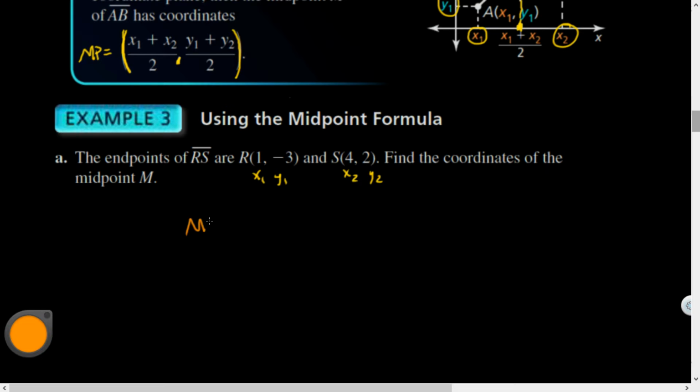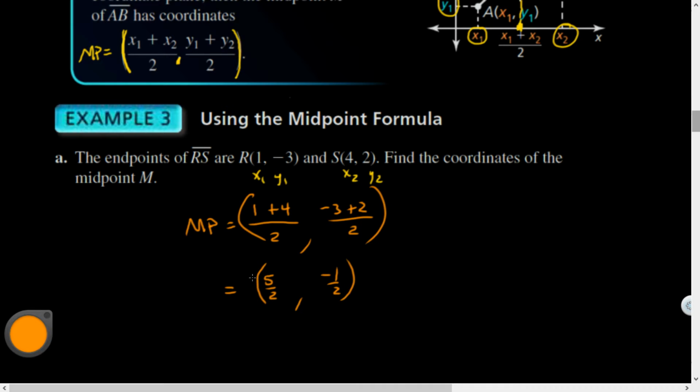So I'm going to have MP is equal to the average of the x's. So 1 plus 4 divided by 2, comma, and the average of the y's, negative 3 plus 2 divided by 2. All right, and 1 plus 4 is 5. And negative 3 plus 2 is negative 1. And here's the midpoint written as a set of improper fractions, but you could also represent that as 2.5 comma negative 0.5, right? So that would be our midpoint.